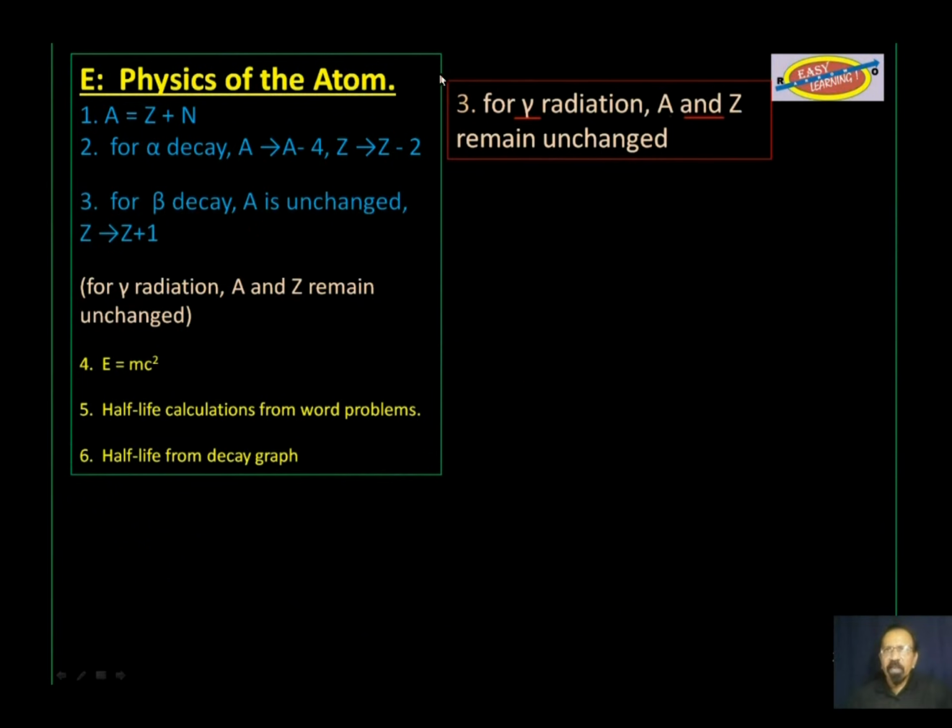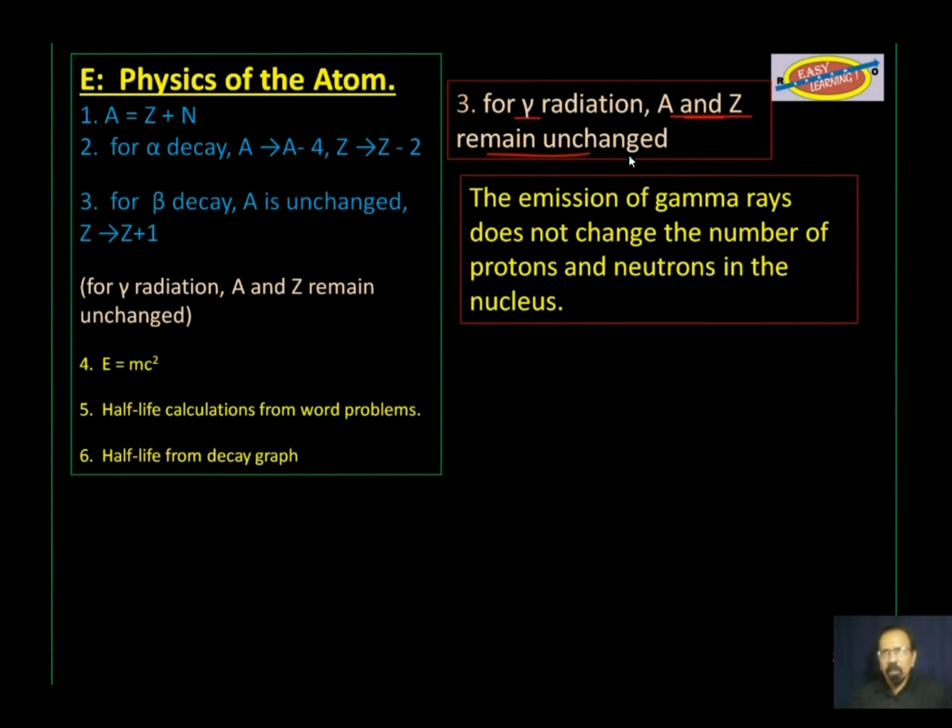For gamma radiation, A and Z remain unchanged. The emission of gamma rays, now notice these are not particles. Alpha particles are particles. They are helium ions. Beta particles are particles. They are high energy electrons. But gamma radiation is exactly that, radiation. They are not particles.